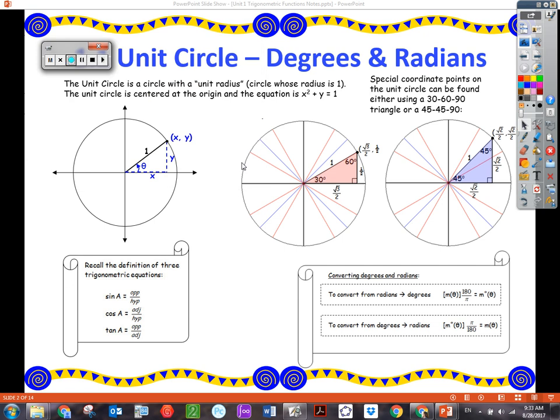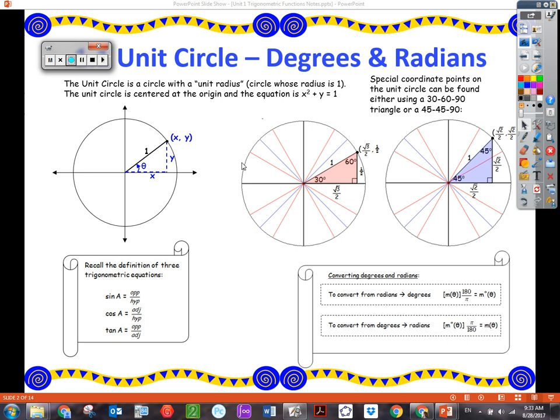All right, here we go. So our very first lesson is on the unit circle, degrees, and radians. If you were in Algebra 2 Pre-AP last year, you would have already had some experience with this, so this should be a review lesson. If you weren't in Pre-AP, maybe a little catch-up for you, but this is unit circle.